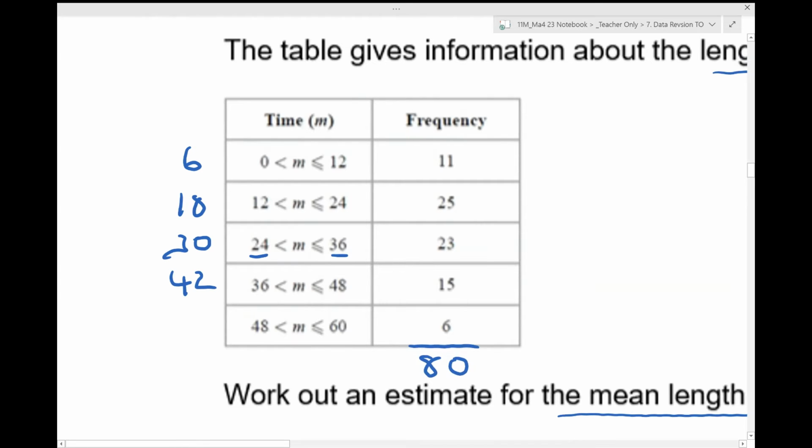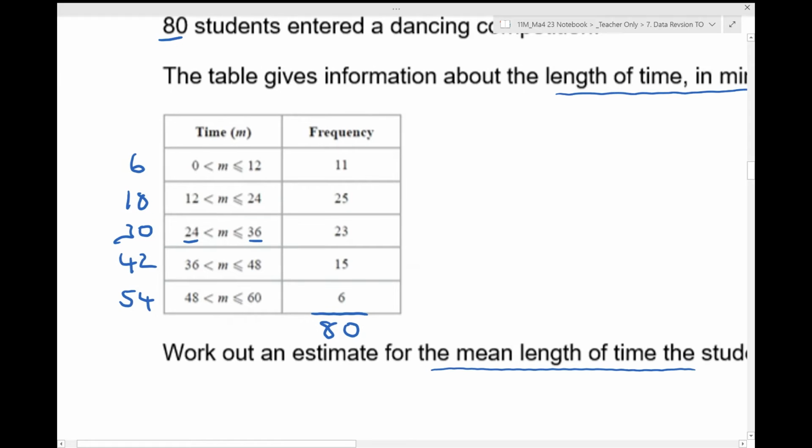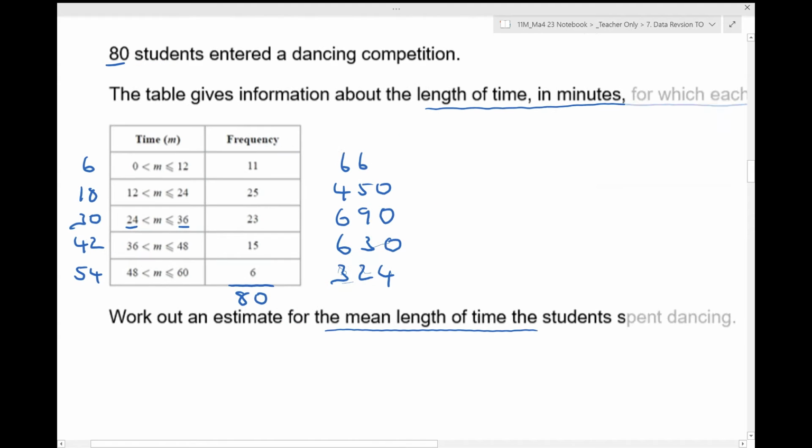42, the midpoint between 36 and 48, and 54, the midpoint between 48 and 60. Multiply 6 times 11. 18 times 25. 30 times 23. 42 times 15. You just need to not press the wrong button on your calculator while you're doing this. Okay, that's me multiplying. So that's the amount of time that they have spent.